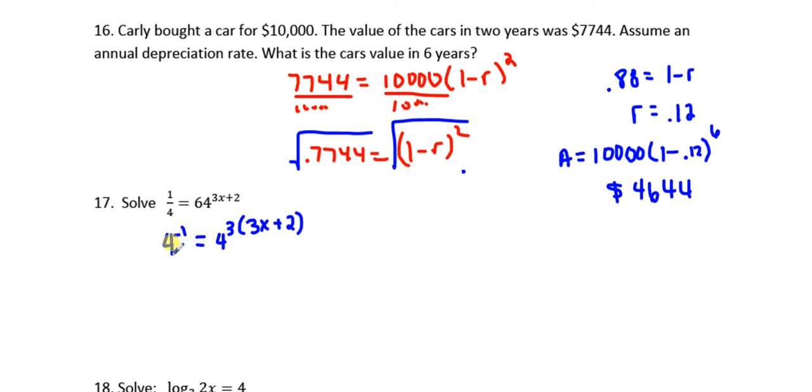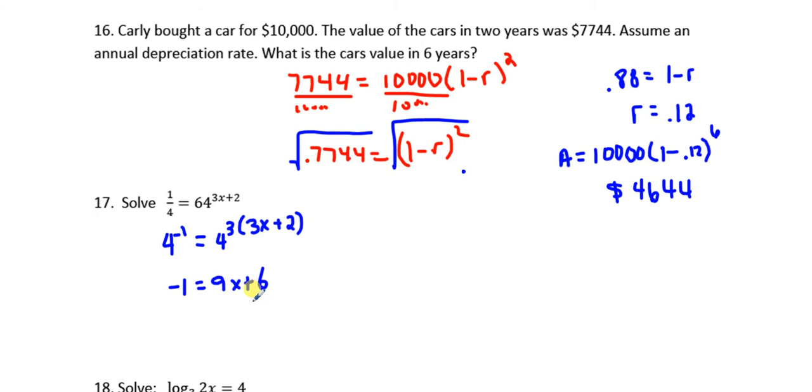So now 4 to this power equals 4 to this power. So the two exponents have to be the same. So we can just get rid of the 4's. So negative 1 has to equal 3 times 3x plus 2. So make sure you distribute the 3. So that's 9x plus 6.